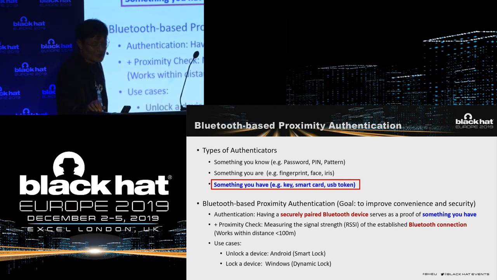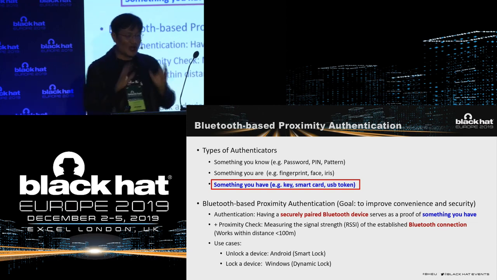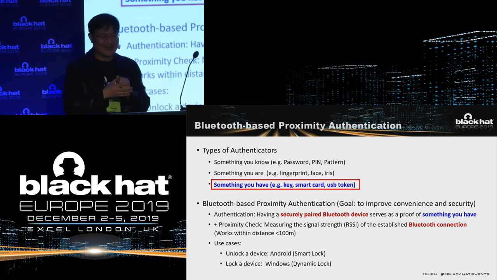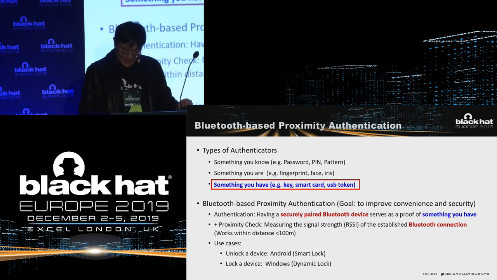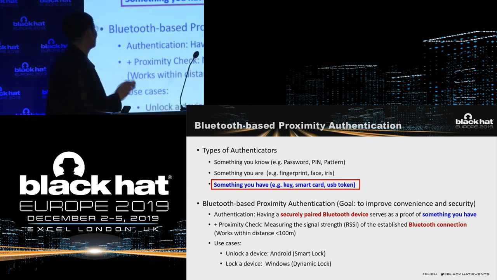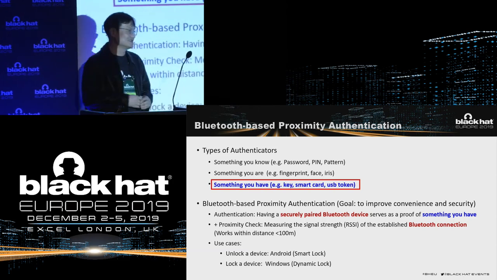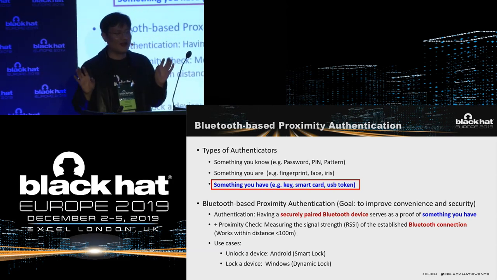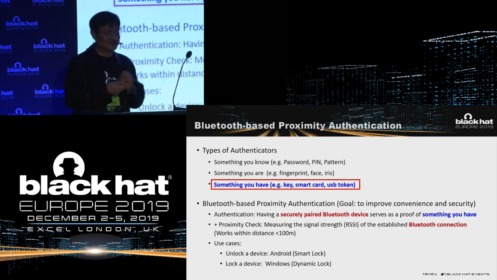So, Bluetooth-based proximity authentication can be considered as a kind of extension of something you have, because a user will be represented by some devices, wearables, the user always has. And here, authentication can be done by using the securely paired Bluetooth device. Because of the secure pairing, we can assume that both devices share some secret keys, so we can do some mutual authentication using the keys.